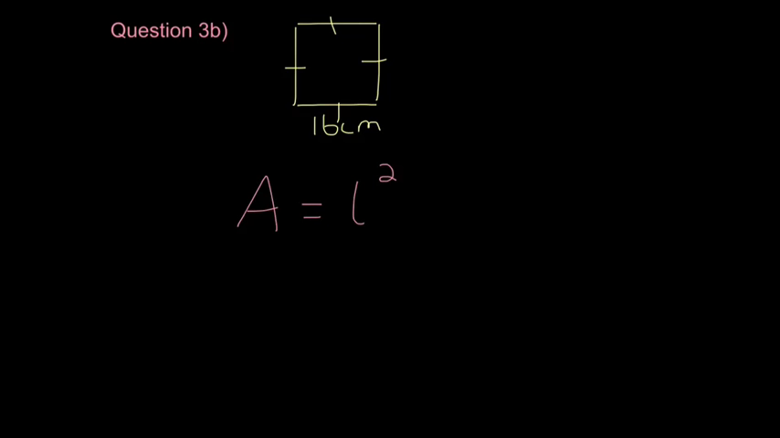Let's have a look at an example from question 3. Question 3b has us looking at a square, and in the square, each side is 16 centimeters long. Remember, a square has equal sides. We need to find the area. Now the area of a square is worked out by this formula: area equals the length squared. So the area is equal to the length times by itself. The length is 16. So it's 16 squared, or 16 times 16.